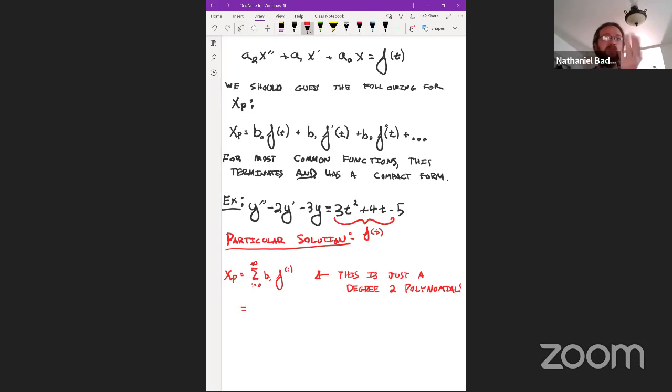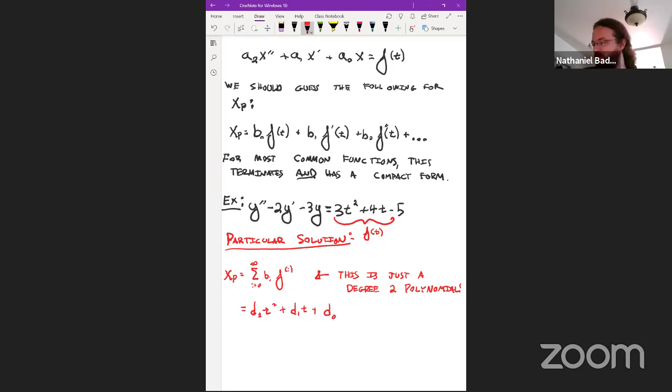So in this case, we can look at this and say, well, what is this? Okay, we take a bunch of derivatives, and we have a bunch of constants. It's just some degree 2 polynomial. So let's just write it as, definitely running out of letters here, d2 t squared plus d1 t plus d0. Great.